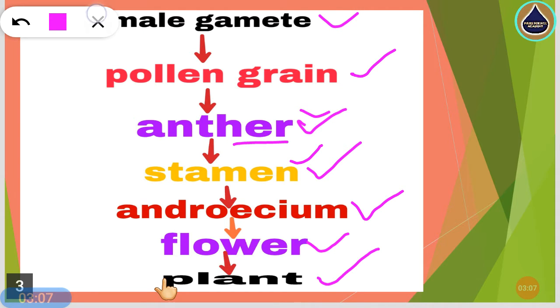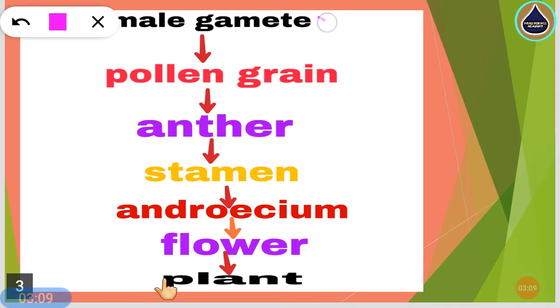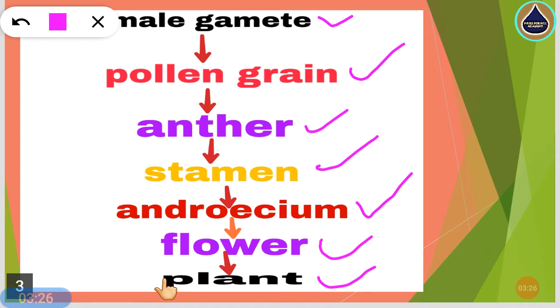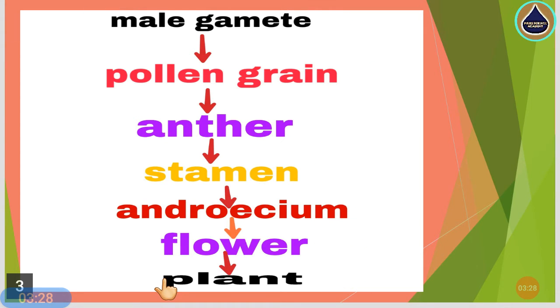So likewise, this male gamete is found and formed in the pollen grain, which is present in the anther, which is the part of the stamen, the single unit of the androecium. Androecium is the male part of the flower. Flower is the part of the plant. So you can first understand about these male gametes. I hope you have understood it.